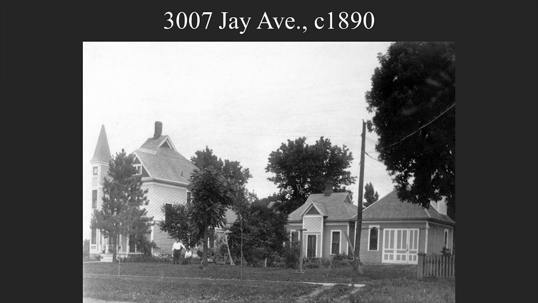3007 J Avenue, we shot up to Cecilia Park now. This house was built around 1890. You can see the house there on the far left, and you can, of course, see the tower and the scallop shingles along its second floor and the various Victorian-style outbuildings.